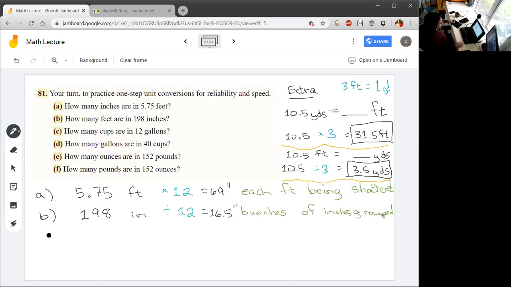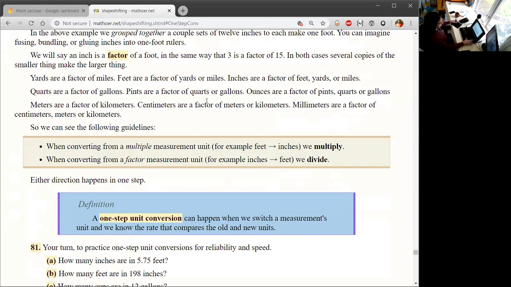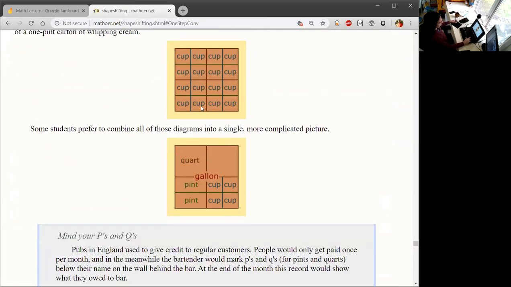Questions on what's on the board before I move on to the next one? Okay, think to yourself, these match up. One of them is we have 12 gallons and we're going to the smaller amount of cups. The other is we have the smaller amount of cups and we're going to the bigger amount of gallons. So which one is a times and which is a divide? Do we remember how many cups are in a gallon? Remember that picture?